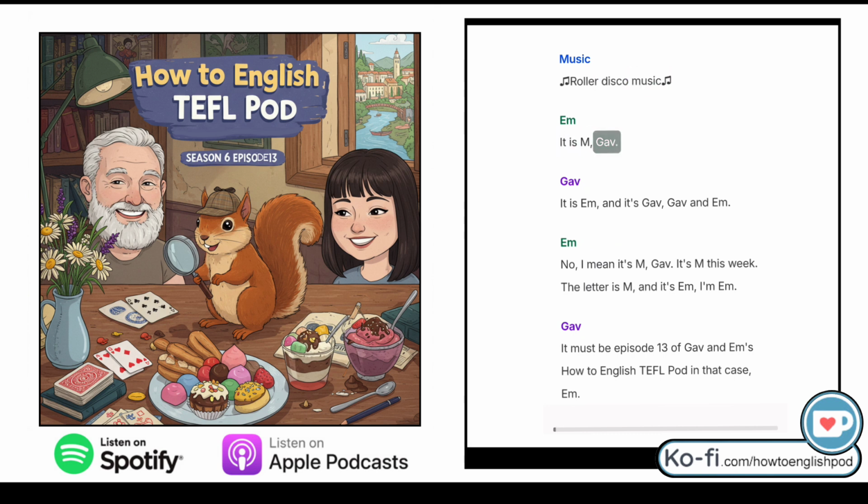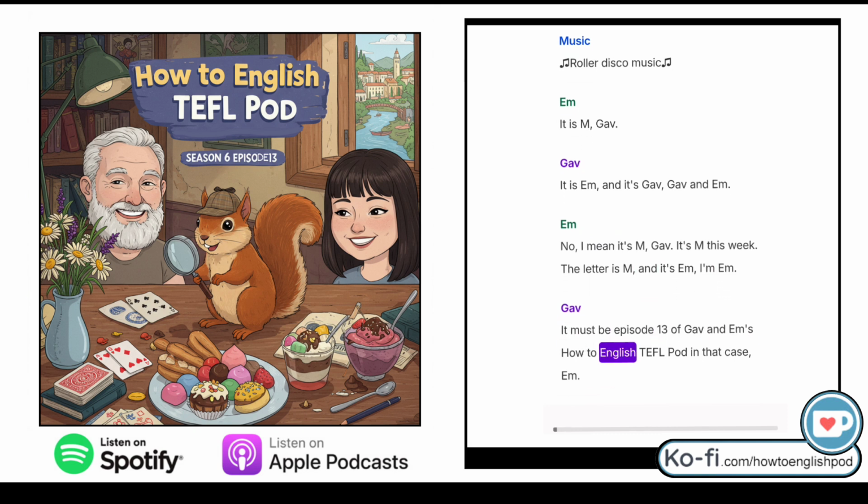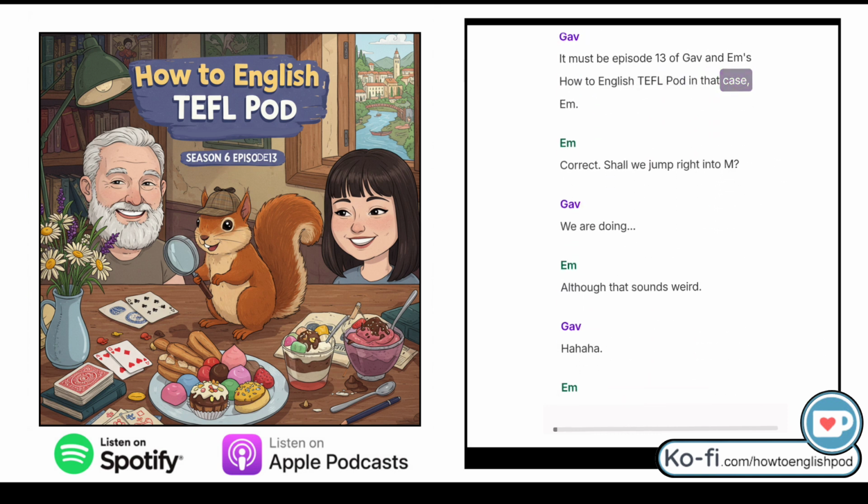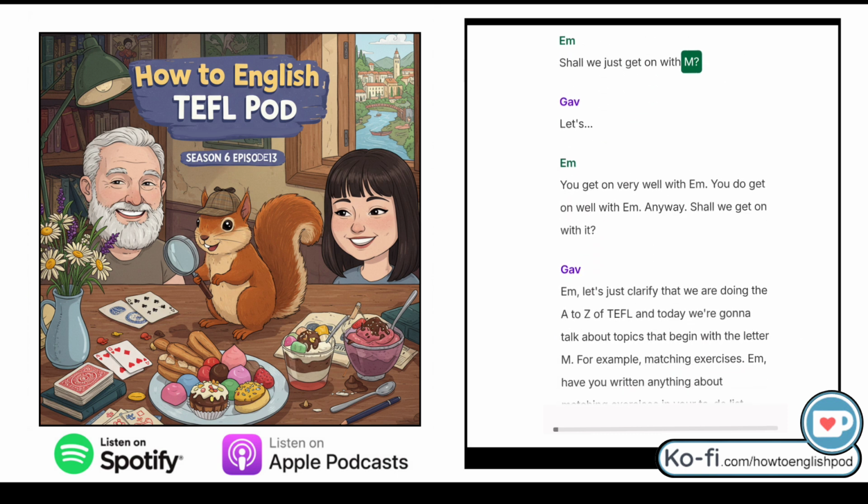It's Em, Gav. It is Em, and it's Gav and Em. No, I mean it's Em, Gav. It's Em this week. The letter is M and it's Em, I'm Em. It must be episode 13 of Gav and Em's How to English TEFL pod in that case, Em. Correct. Shall we just get on with M? You get on very well with M. You do get on well with M. Anyway, shall we get on with it?